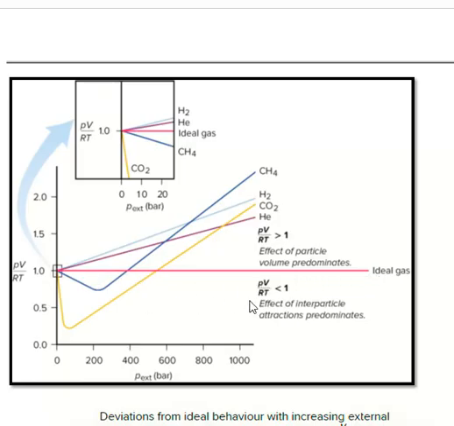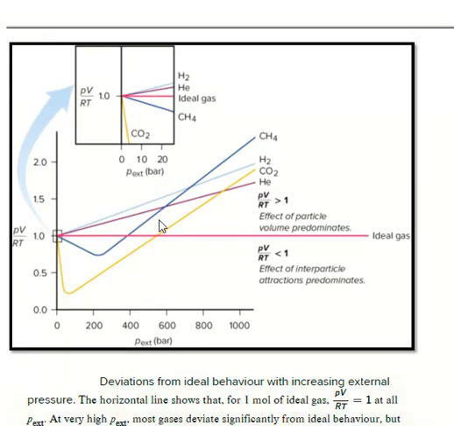If the compressibility factor PV over RT is less than 1, it means the effect of interparticle attraction is dominant. If the compressibility factor is greater than 1, the effect of the particles' volume is predominant. With respect to pressure, we see this graph.